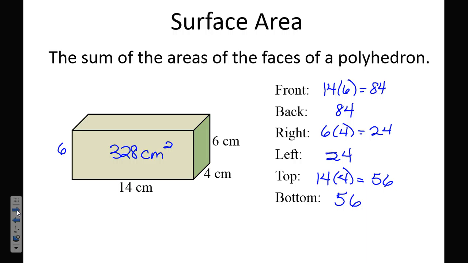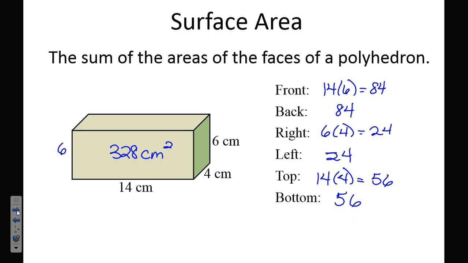So the total surface area is the total area of all the surfaces put together. You should be adding: the 84 plus the 84 plus the 24 plus the 24 plus the 56 plus the 56, which is kind of tedious. You could take 84 times 2 plus 24 times 2 plus 56 times 2. But still kind of tedious, right? Okay. So would you like to see a shortcut?